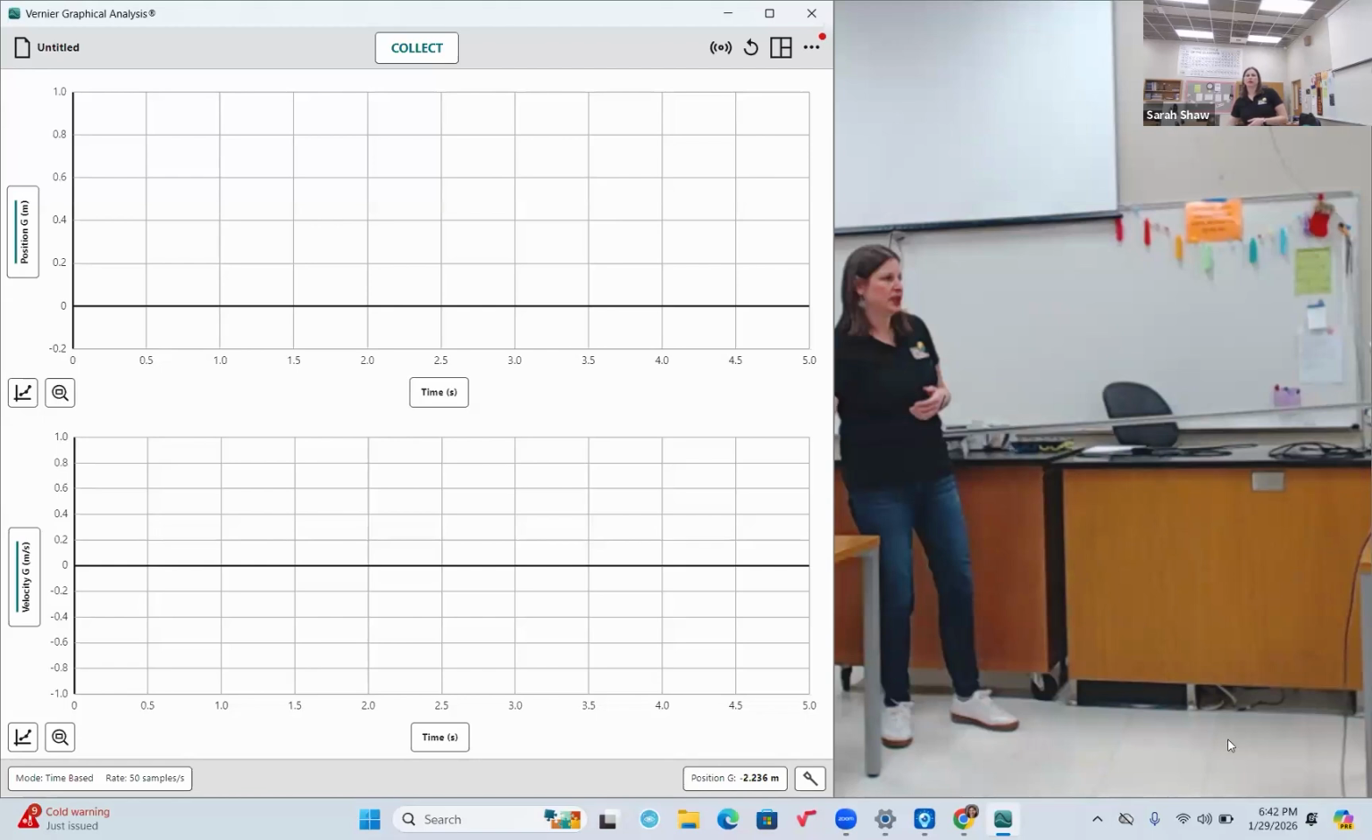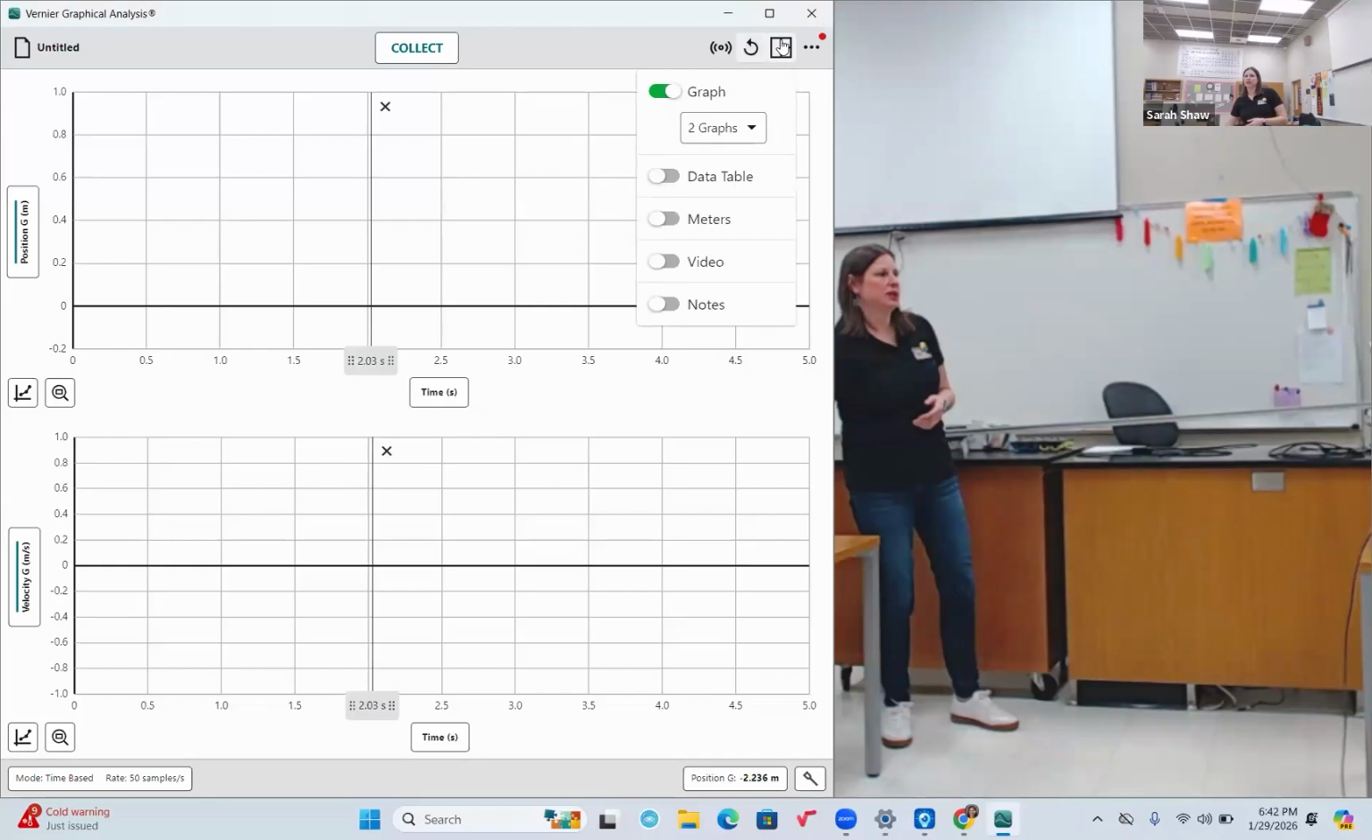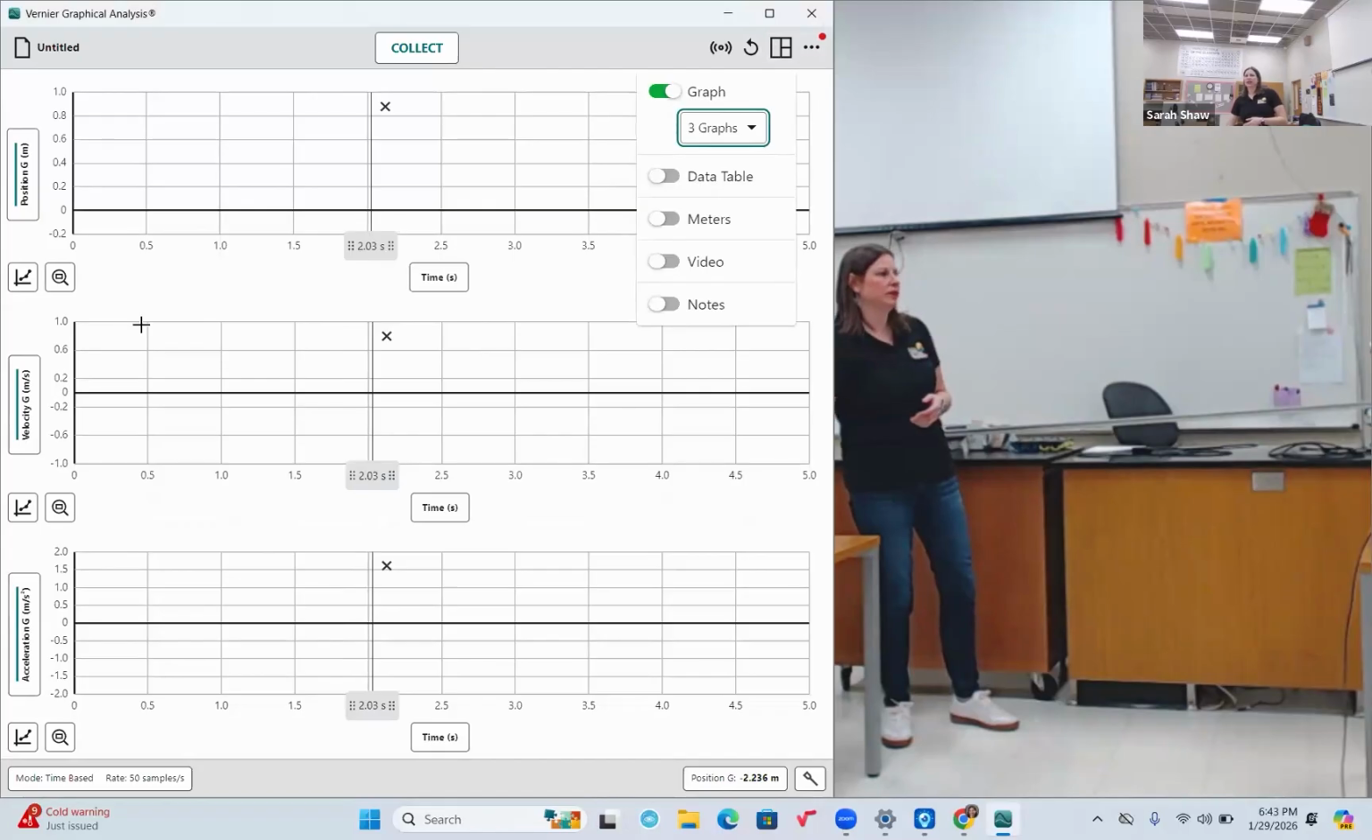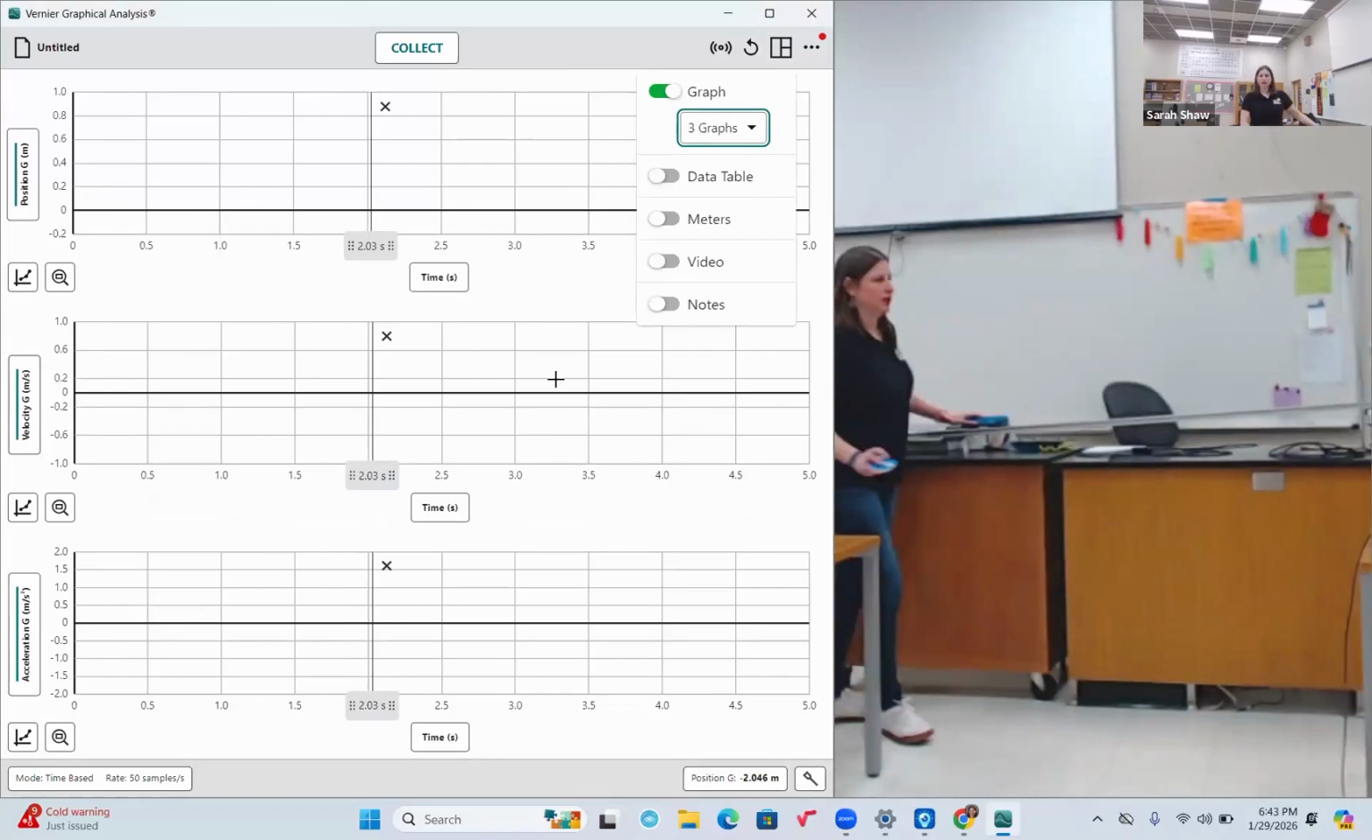Move you down here. I want my students to see position time, velocity time, and acceleration time graphs and see how they're all related. So I'm going to come up here and I want 3 graphs, which is kind of behind there, but there we go. It automatically defaults to position time at the top, velocity time, and then acceleration time on the bottom there.